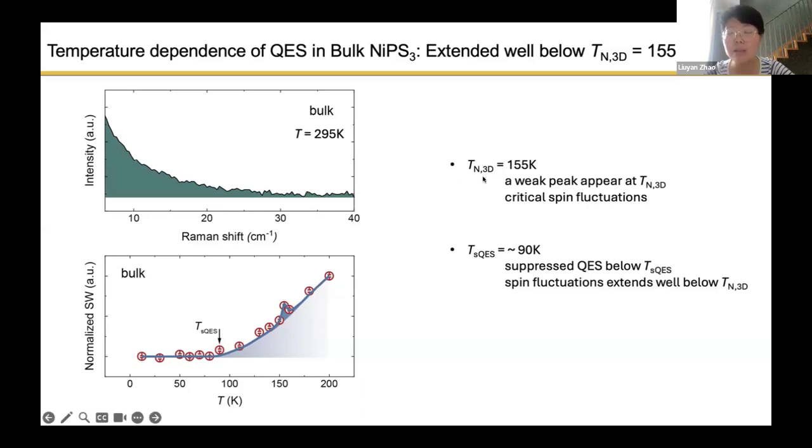Between the assigned critical temperature and this spin fluctuation suppression temperature, there is actually a fairly wide temperature range. This is actually not so common in many magnets, with this kind of separation between spin fluctuation suppression temperature versus the ordering temperature. So this actually motivated us to ask how strong the fluctuation is in such a system, and how does this fluctuation extend in thinner layers.